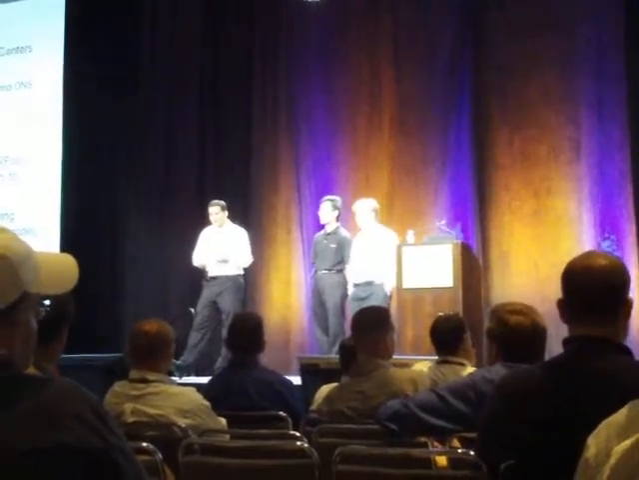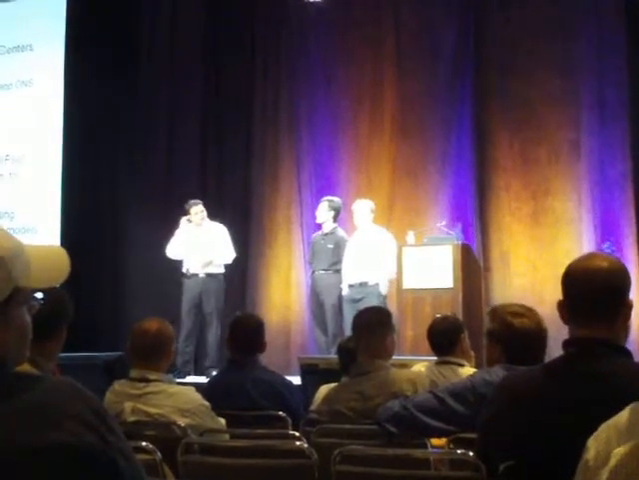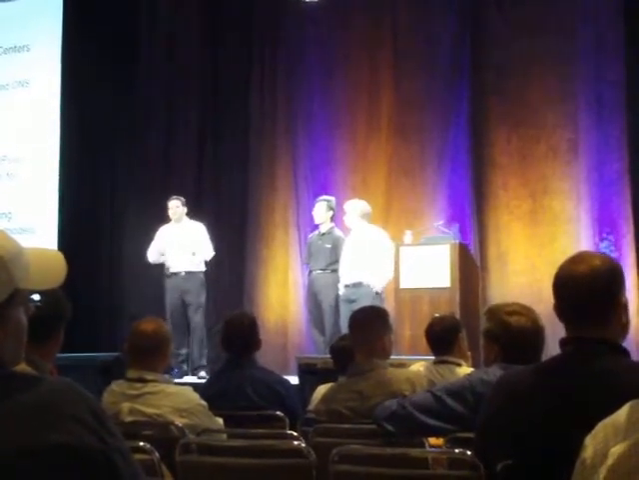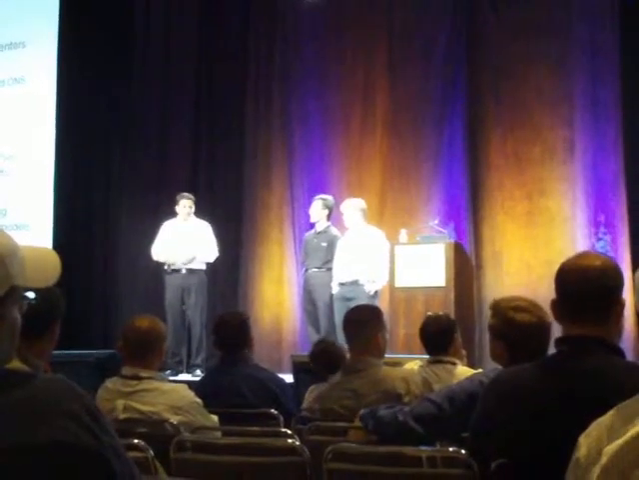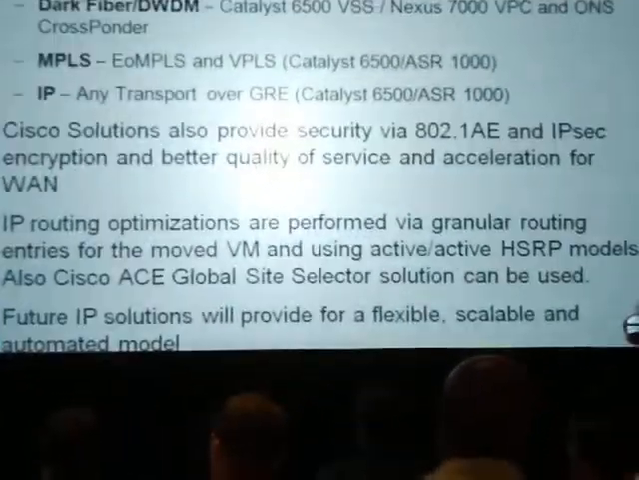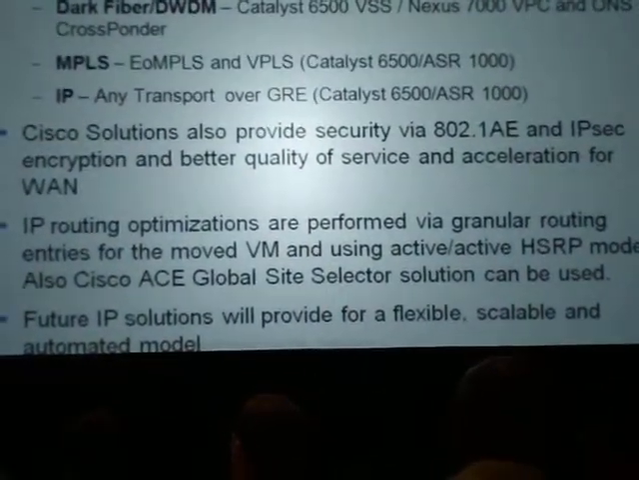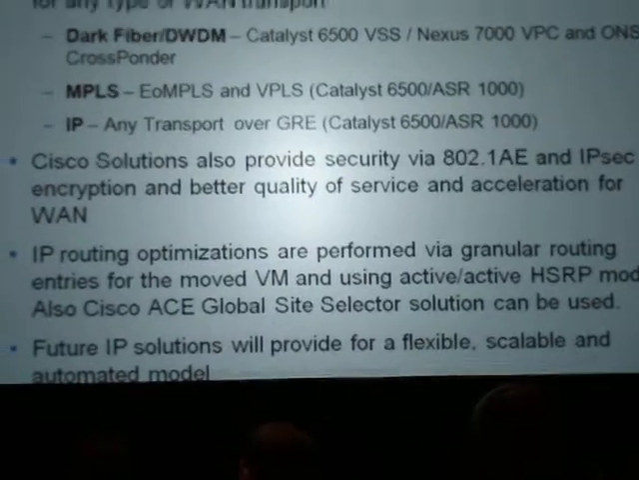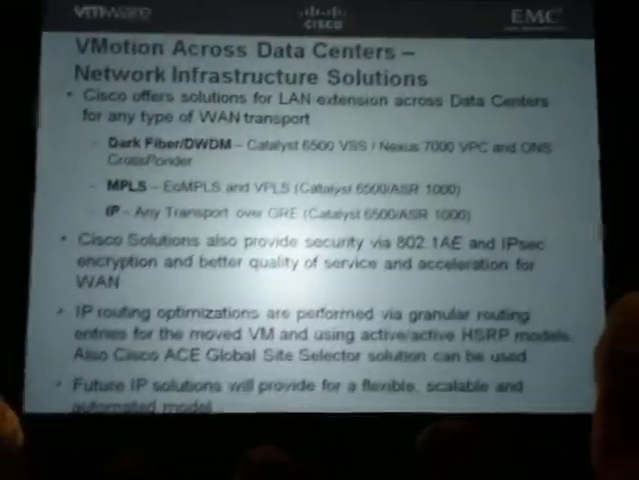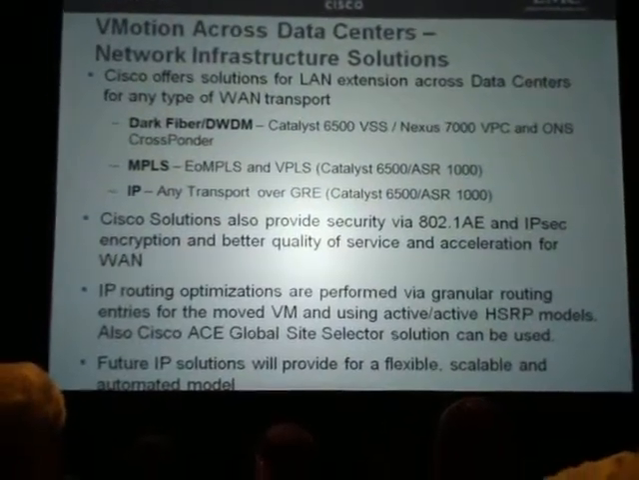So we have some solutions for encryption, 802.1ae, which is hop-by-hop encryption, and also IPsec encryption, and all those things. Now, for IP routing optimization, there are a couple of solutions. IP routing means I'm talking about what happens if a VM moves, how does the traffic get to it. We can talk about some sort of granular routing that you can enable on the second data center so the traffic is rerouted.